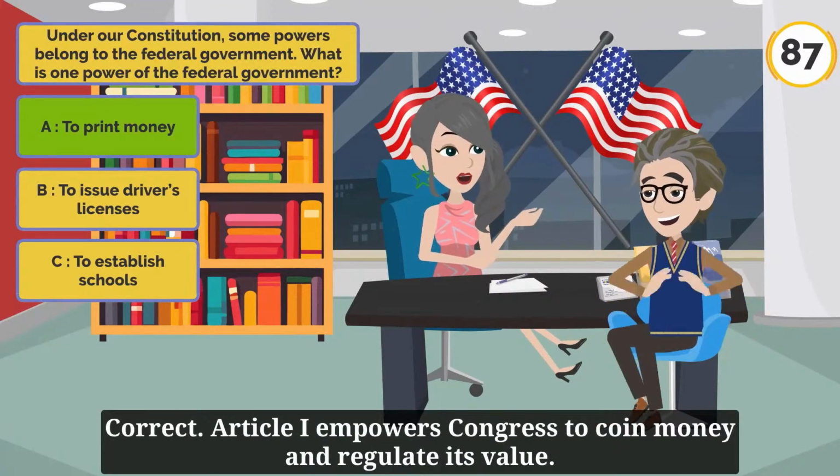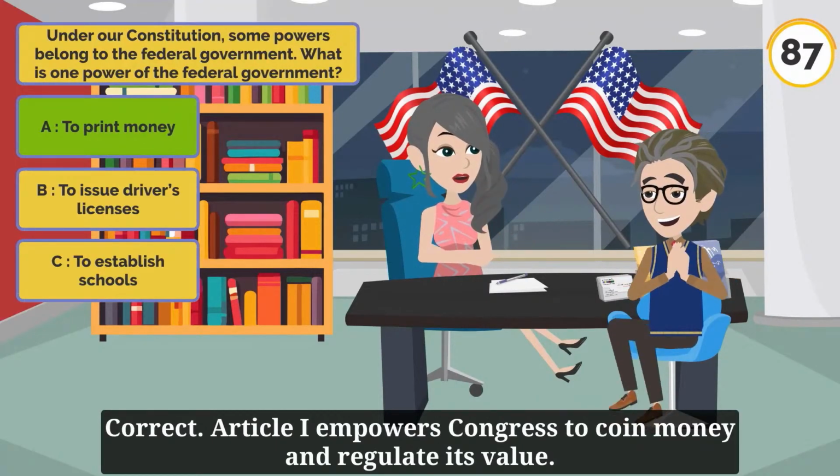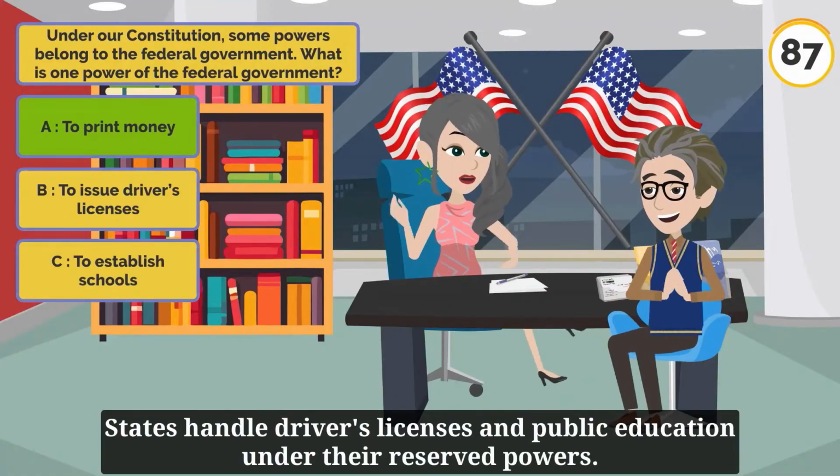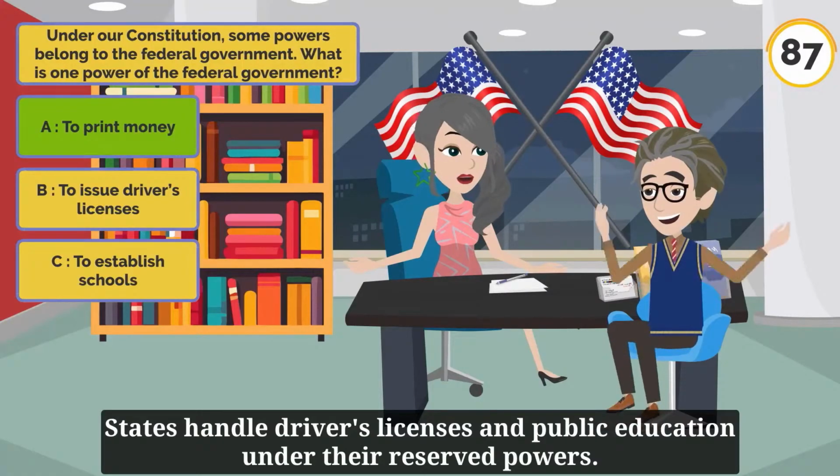Correct. Article 1 empowers Congress to coin money and regulate its value. States handle driver's licenses and public education under their reserved powers.